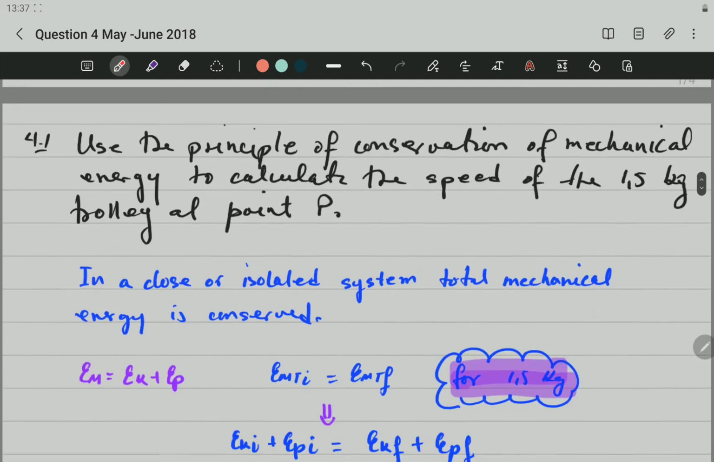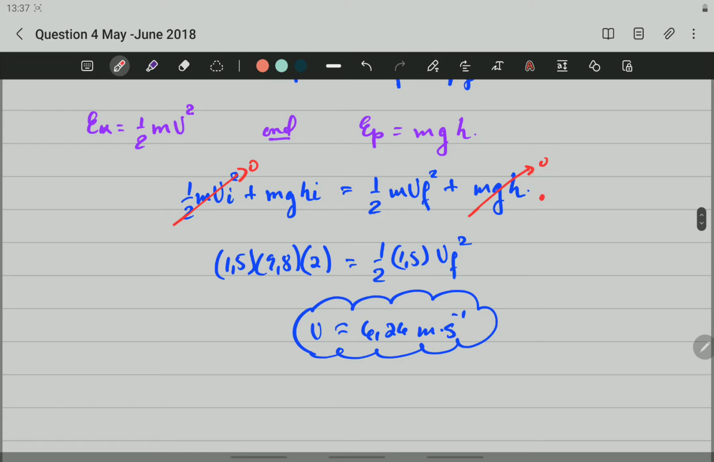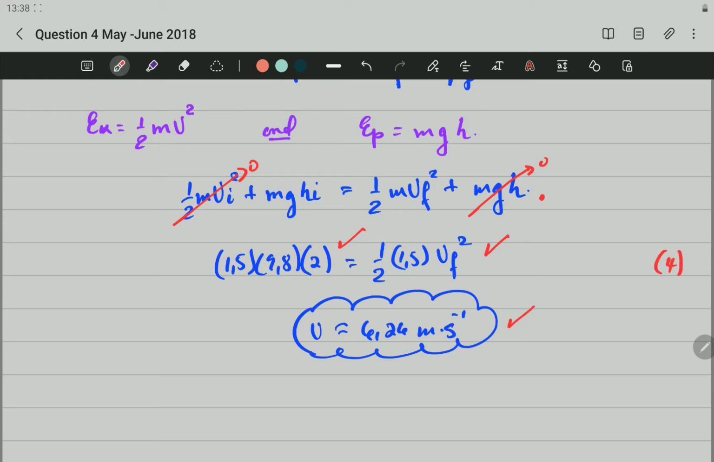Now, the marks allocation, if you want to mark your work, will be 1 mark for the law or for any of these formulas, either that one, this one, or even this one. Any of those will give you 1 mark. 1 for the substitution on the left-hand side, 1 for the substitution on the right-hand side, and 1 for the final answer, and that adds up to 4 marks. Okay, let's go to the next question.